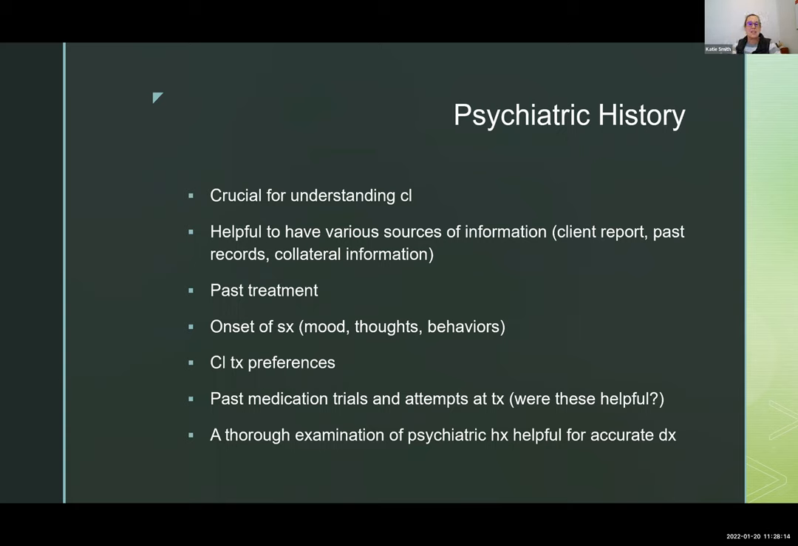or a family member to gain an understanding, especially if the client is an unreliable reporter for whatever reason. It could be fear of being honest in the assessment. It could be that their substance use has impacted their memory, or their psychiatric status has impacted that as well. Or maybe there's a cognitive or intellectual disability that makes that challenging. We want to know past treatments, what was helpful, what wasn't helpful. We want to know about the onset of treatments, mood, thoughts, or onset of symptoms.